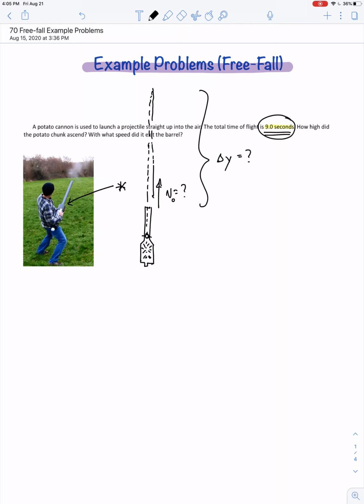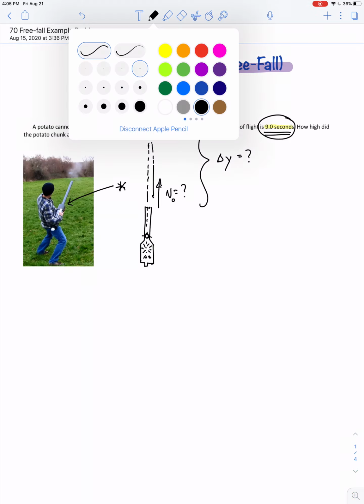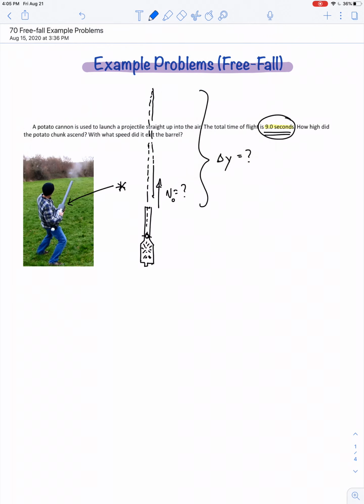So all we're given is an amount of time, but we also are allowed to assume what the value of acceleration is, right? This is a problem in free fall after all. So let's make a frame of reference to go with this problem. Let's say the exit point of the barrel is the position where y equals 0. And for the sake of this one, let's say up is positive and down is negative.